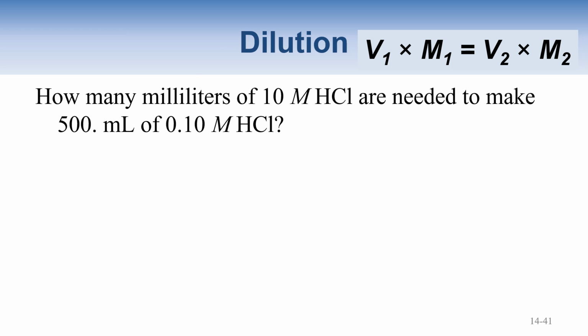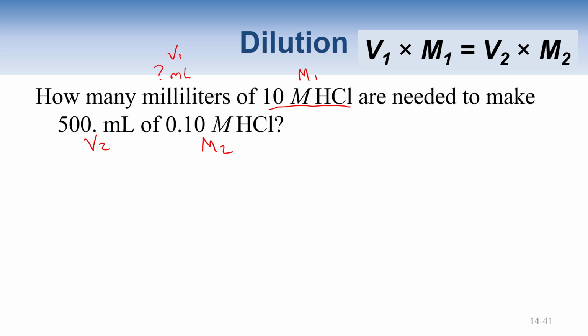How many milliliters? So we're questioning our volume of a 10 molar hydrochloric acid solution. So this is our M1 because that's what we're starting with, and they're asking how much of this should we start with, are needed to make our V2 and M2. So we're going to be ending up with that solution that's 500 mL at 0.1 molar. How much do we need to start with is the question.